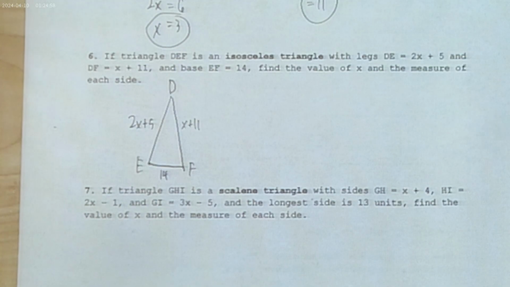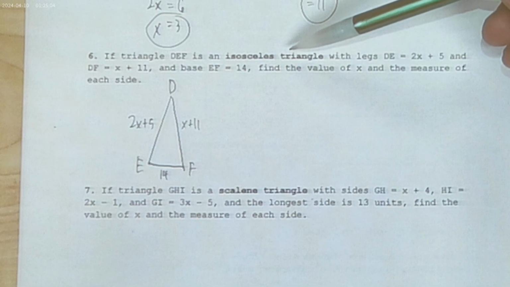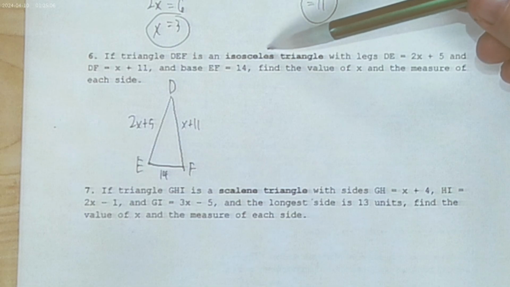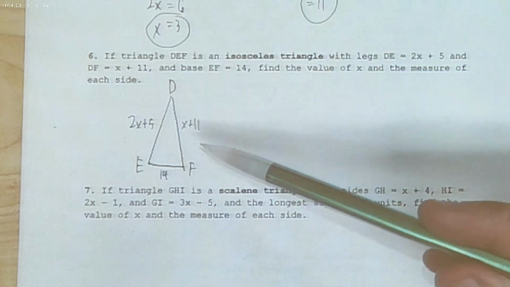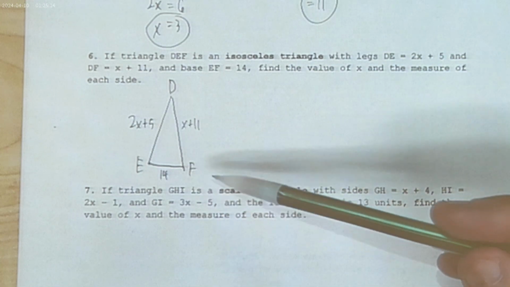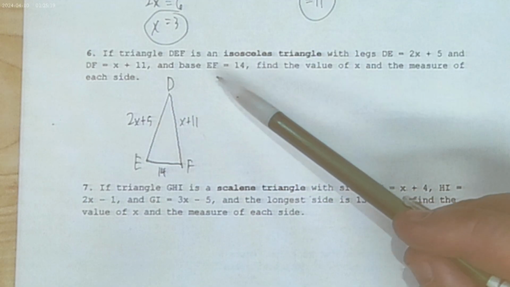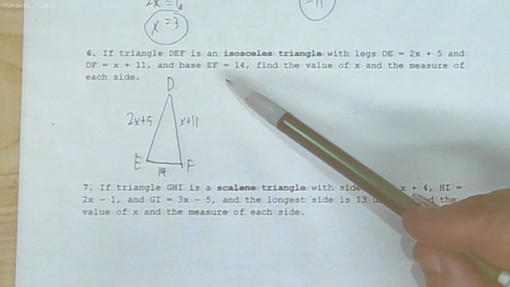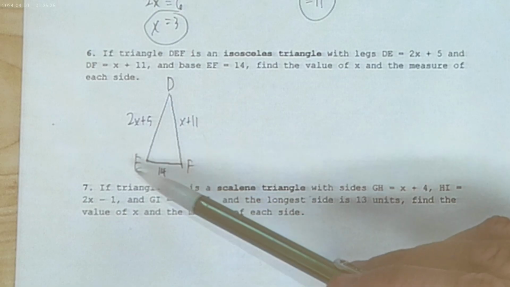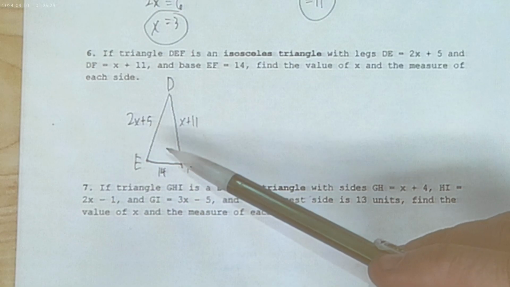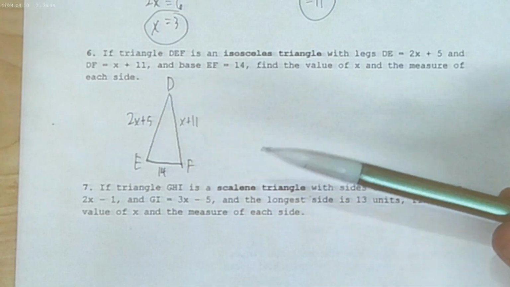So the good news is with an isosceles triangle, isosceles is a classification based on sides. And that means that two of the sides are equal to one another. So does that mean that 2x plus 5 equals 14? Or does that mean that x plus 11 equals 14? No, but it says the base EF equals 14. Well, the base of an isosceles triangle is always going to be the part that's not the identical legs of it, I suppose you could call them.